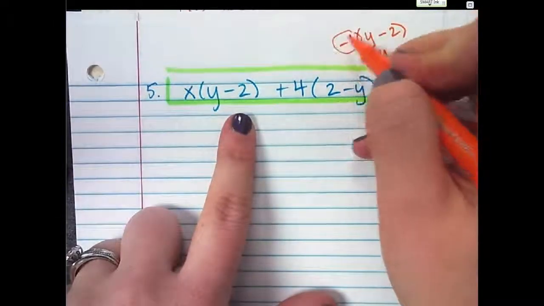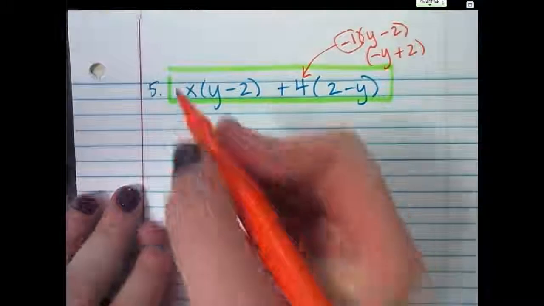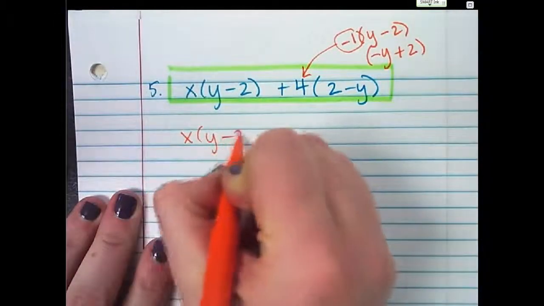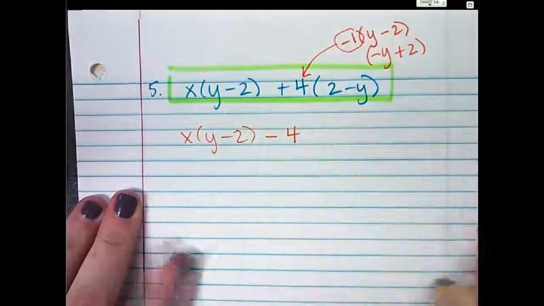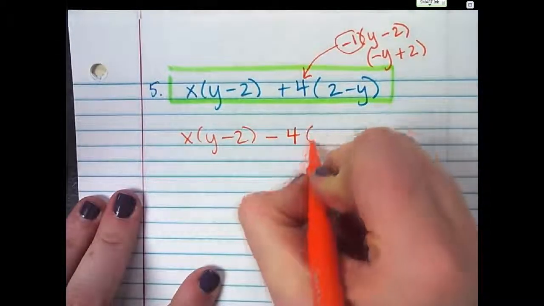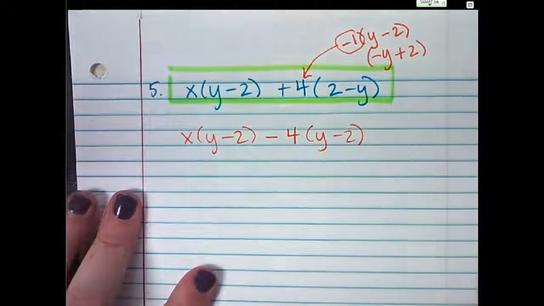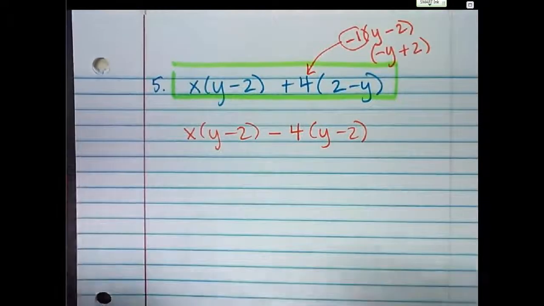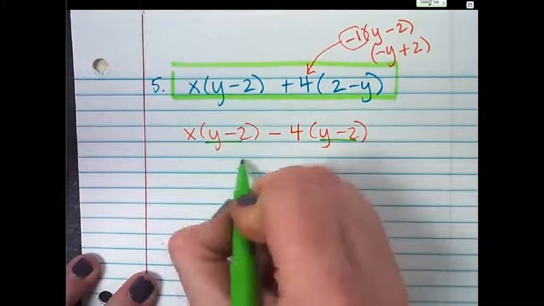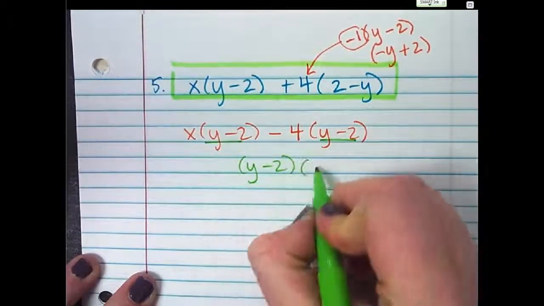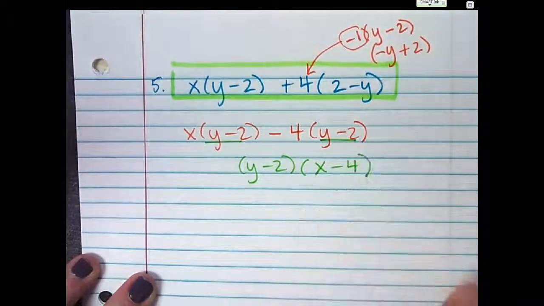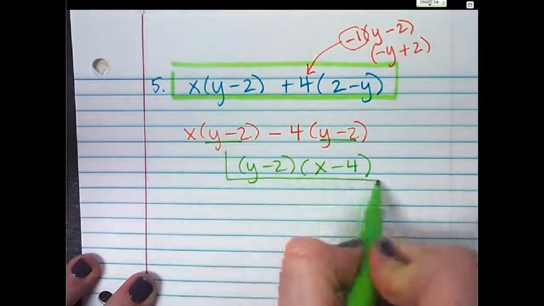That negative 1, though, don't forget to multiply it with this. So if we rewrite what we have, it becomes a negative 4 times y minus 2. Then take out your common, and then whatever you're left with.